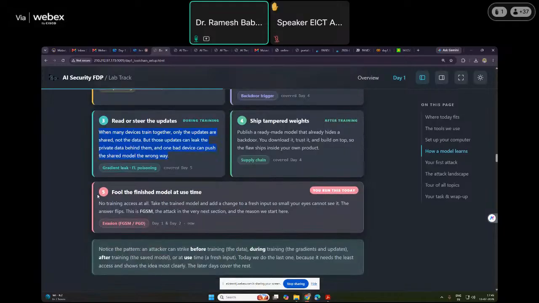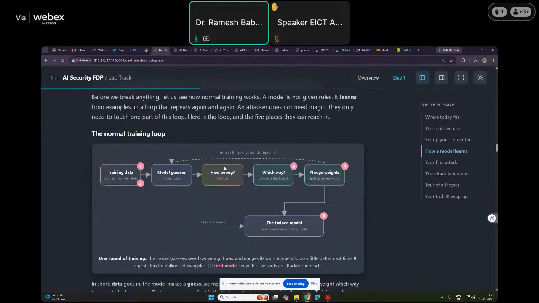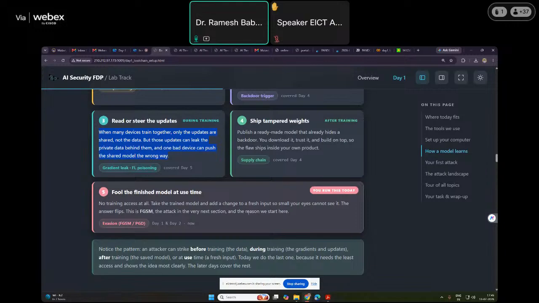Then there is the fifth part, which is the evasion component. After the entire model has been trained, you can still manipulate the input to make the model produce a wrong output. And today this is going to be our focus. We are going to implement this attack today. This is going to be our prime target. So basically what we are going to implement is the FGSM method, which is the fast gradient sign method.